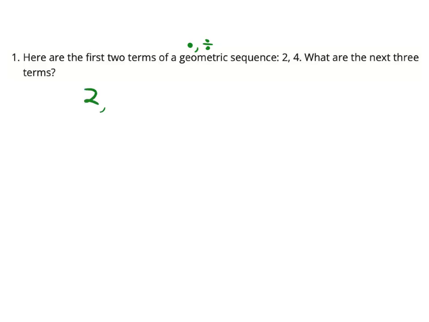All right, 2, 4. How do I get from 2 to 4 by multiplying? Well, times 2. And then the instructions say, what are the next three terms? So I need three more terms. So 4 times 2 is 8, times 2 is 16, times 2 is 32. Okay, there are the next three terms.